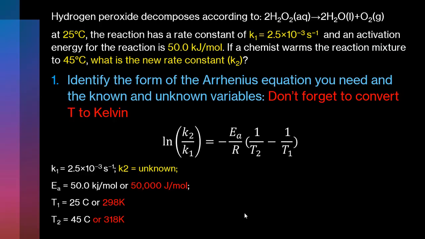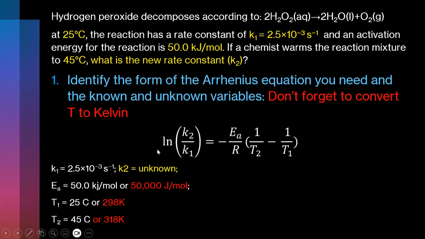So the first thing we want to do is identify the form of the Arrhenius equation that we need and the known and unknown variables. So here we're asked to determine a new rate constant with respect to a change in temperature. So we're going to use the mathematical relationship that has 2 temperature terms and 2 rate constant terms. So that's going to be the ln of k2 over k1 is equal to negative E sub A over R times the difference between 1 over T2 minus 1 over T1.